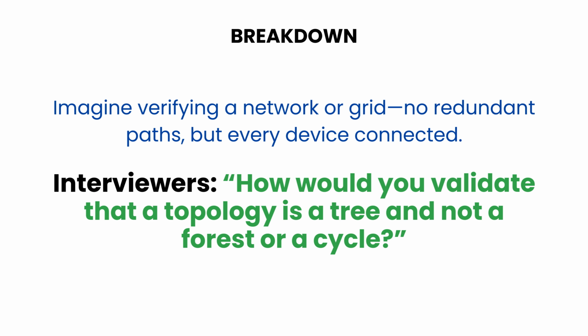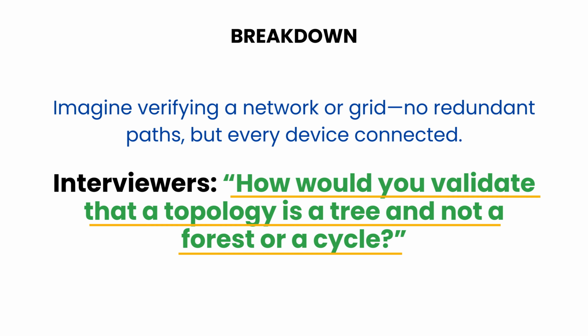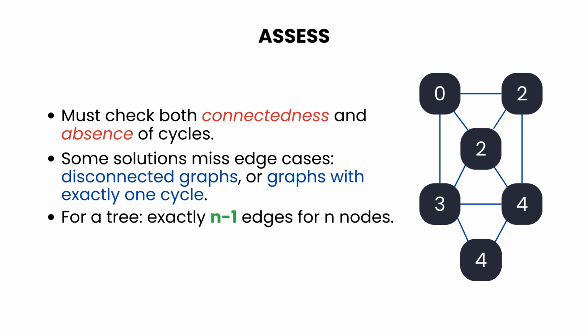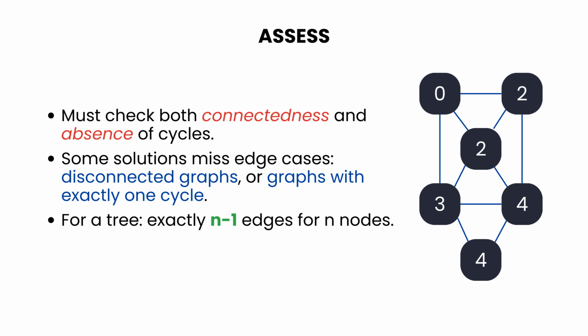Imagine verifying a computer network or electrical grid: no redundant paths, no cycles, but every device must be connected. An interviewer might ask, how would you validate that a topology is a tree and not a forest or a cycle? What's tricky? Must check both connectedness and absence of cycles. Some solutions miss edge cases, disconnected graphs, or graphs with exactly one cycle.